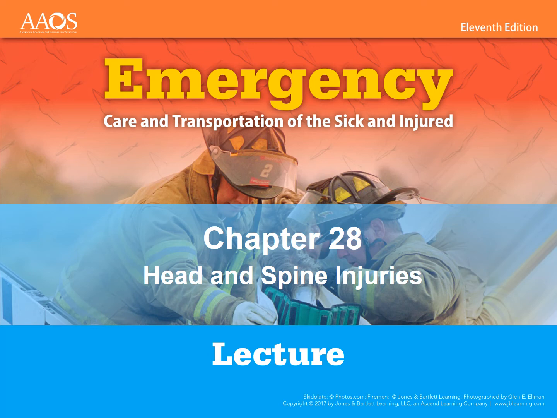Welcome to Chapter 28, Head and Spine Injuries. In this chapter, we're going to review the anatomy and physiology of the brain and the spine, the central nervous system. We'll also talk about assessments of head and spine injuries and treatment plans for patients that have sustained or suspected head and spinal cord injuries.